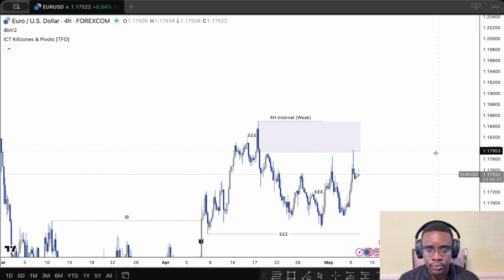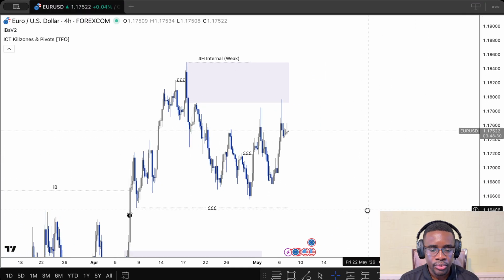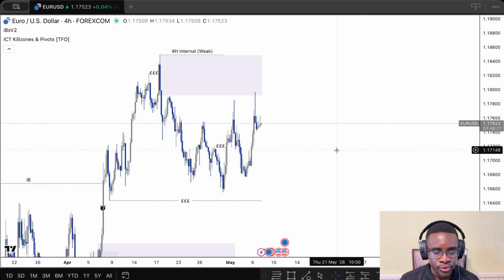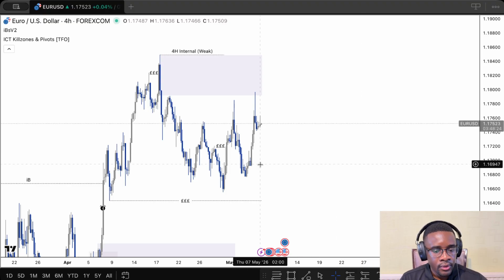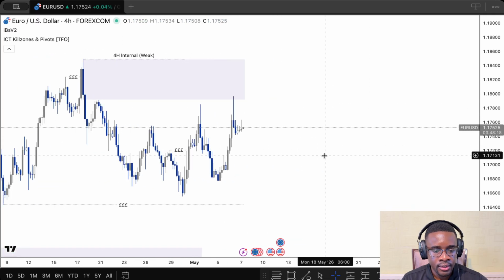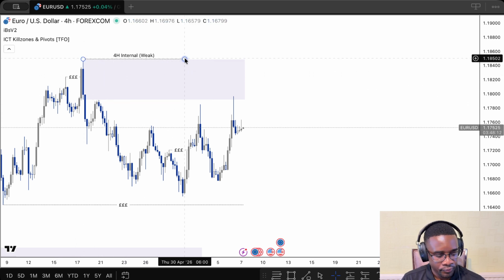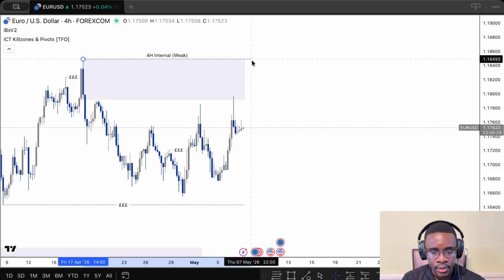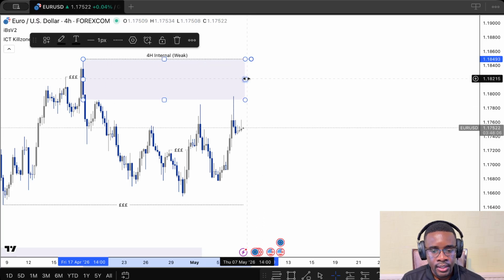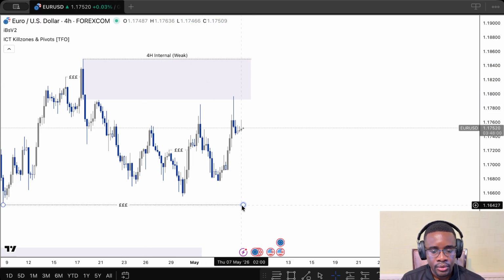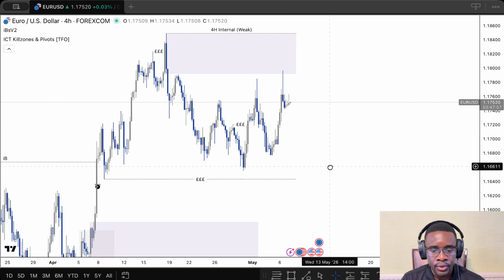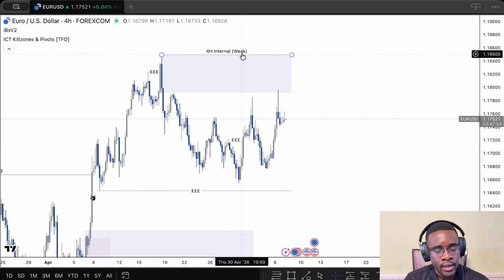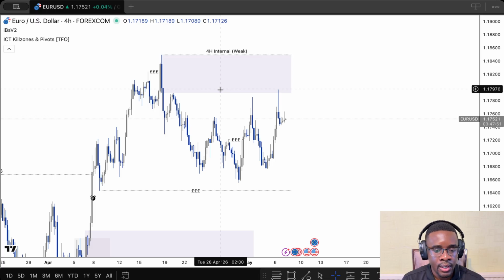So we're not sure whether price is going to continue with the swing trend, or is going to continue with the internal trend, which is bullish at the moment. Right now what price has done is it has come back up and mitigated this supply. Because internally price is bullish, this is a weak high. So this supply is not really a strong supply, it's a weak high.